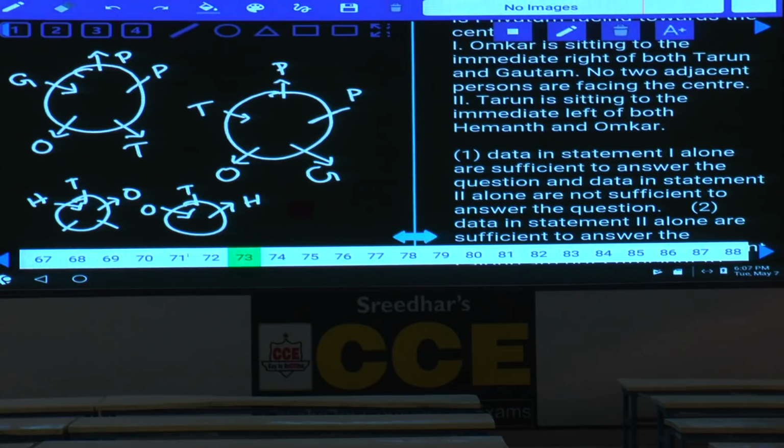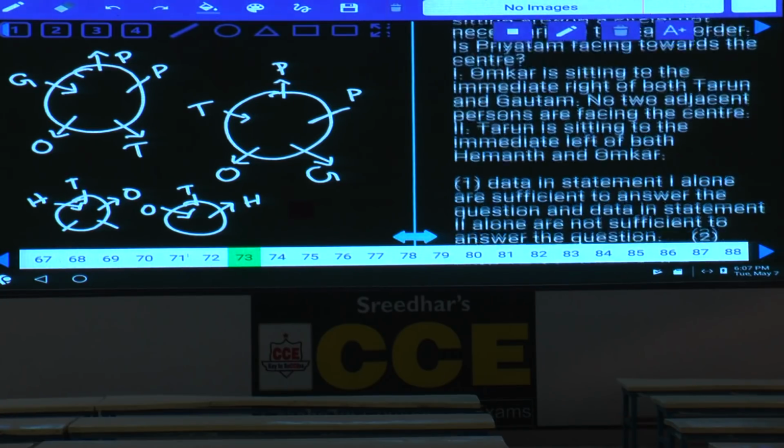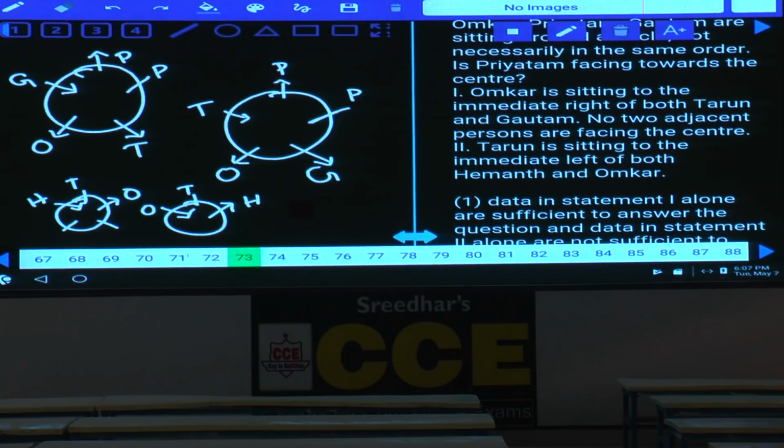Then by combining these 2, combining the second one with the first one, where is Tarun here? Tarun is here. Tarun is to the immediate left of both H and O, hence H must be here. If H is here, or Tarun is to the immediate left, hence this person must be towards the center. If this person is towards the center and this Preetham is away from the center, are you getting the answer or not?